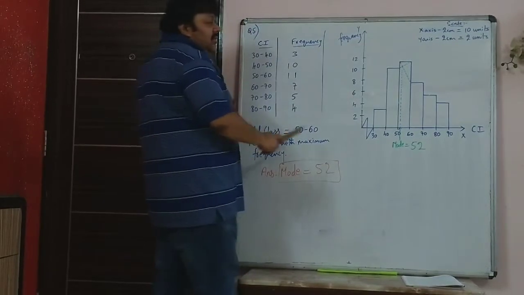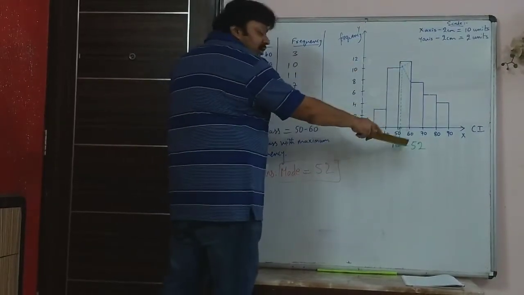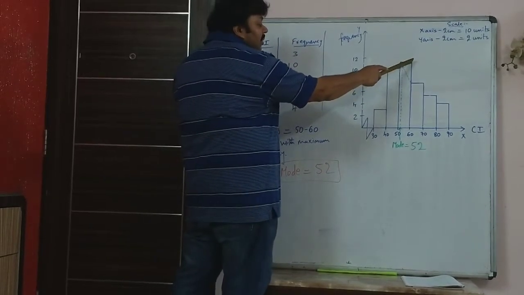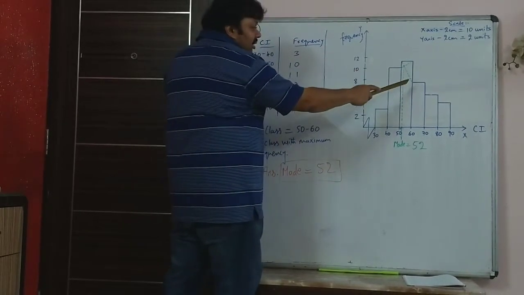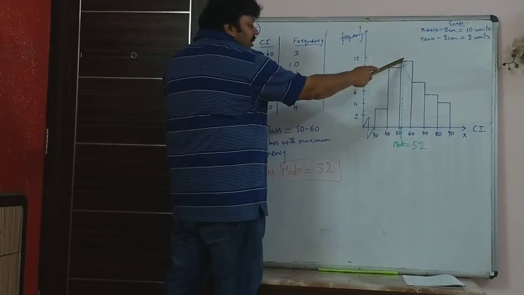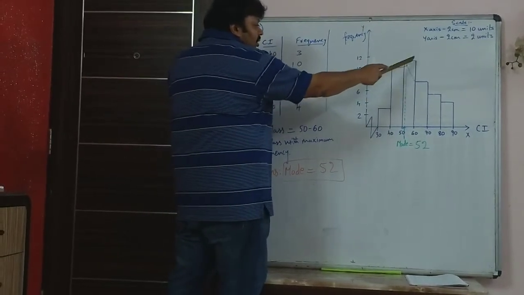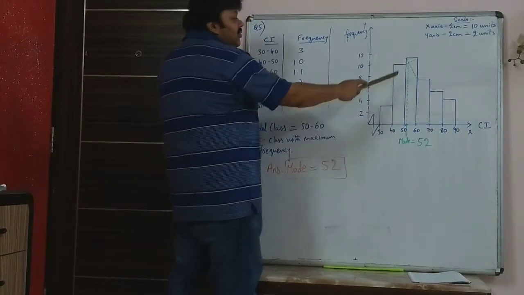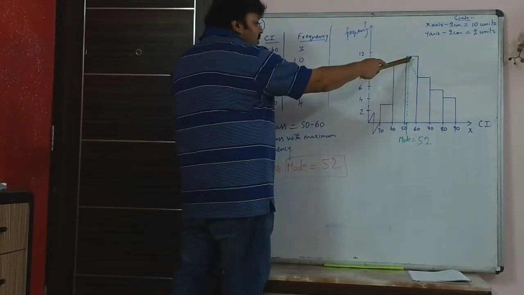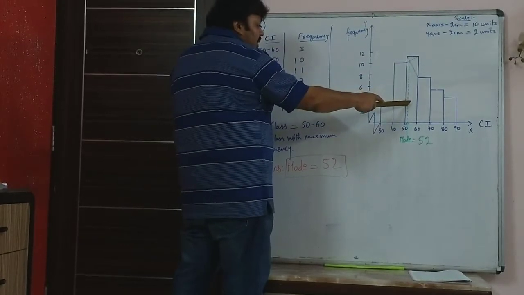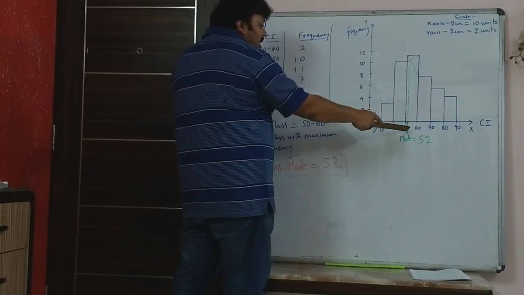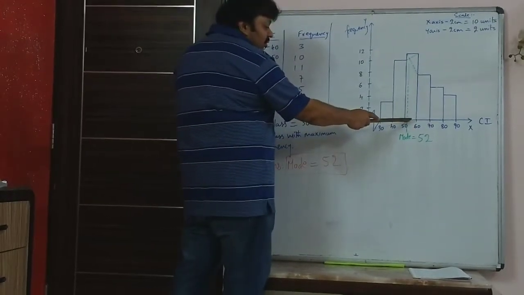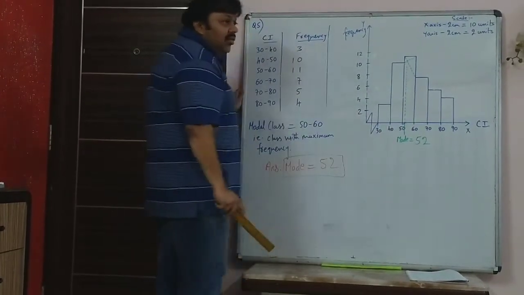In this class, you are not drawing diagonals for the rectangle, please note. You are drawing from this end to the top end on the right hand side, and from this end to the top end on the left hand side, you are drawing these two lines. So see how the lines are drawn. And from the point of intersection of those two, you are dropping a straight line down to the x-axis. Now whatever value you get there, that is the value of mode.